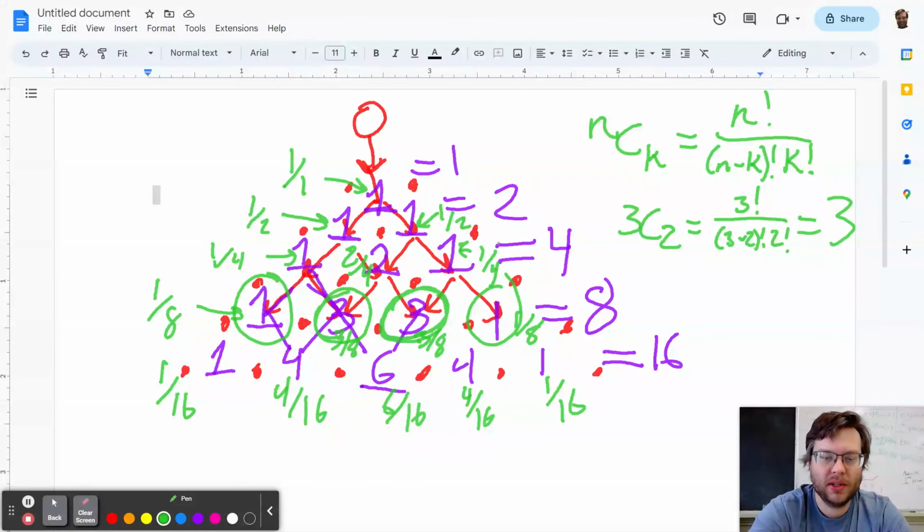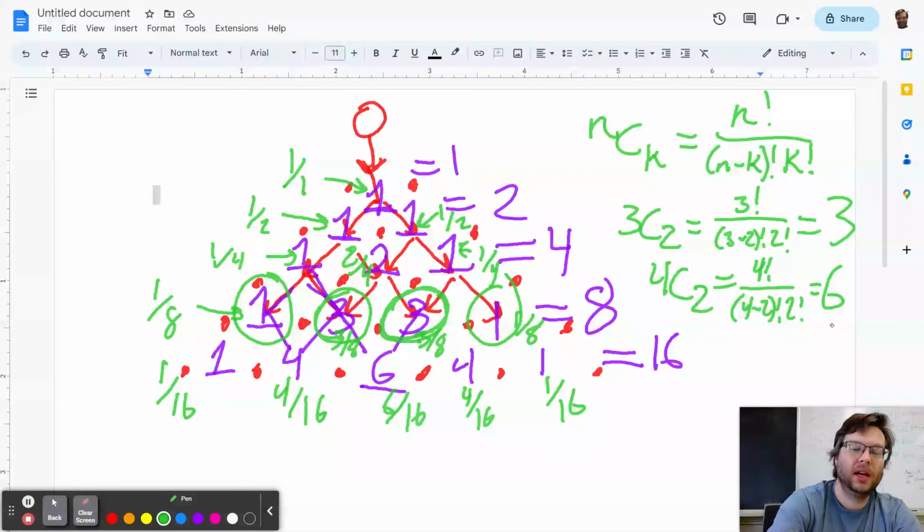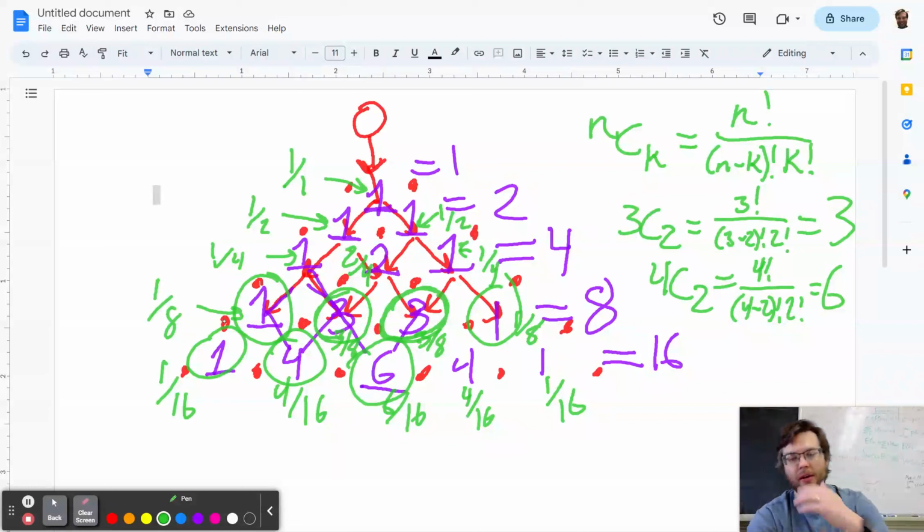Just as one more example, if I did 4 choose 2, I'd have 4 factorial over 4 minus 2 factorial, 2 factorial, which comes out to be 6, because each of these 2's cancels the 4, leaving me with just 3 factorial, which is 6. And that is this one right here. This is 4 choose 2, 4 choose 1, 4 choose 0, etc.